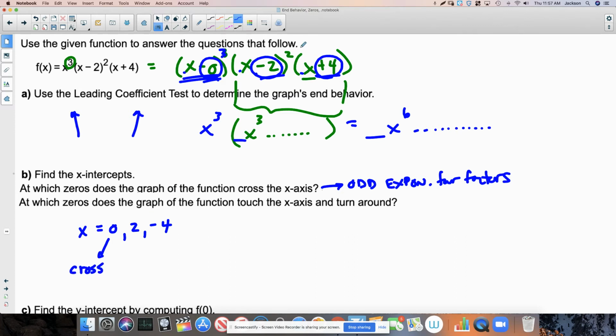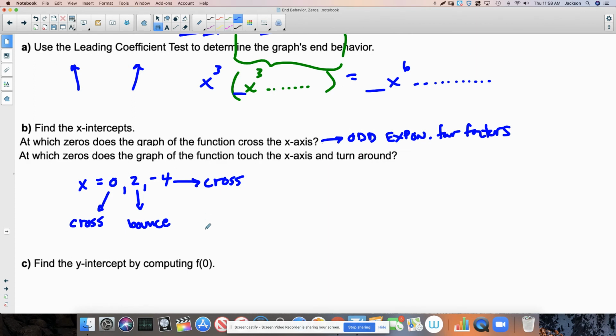Anything with an even multiplicity, like we see here, where the exponent is a 2. So for this zero at 2, we know this is a bounce, okay? And for the -4, the exponent of that factor is 1, so we know this is also crossing, okay? So where does it cross? At 0 and -4, because their linear factors have an odd exponent. And then we know there's a bounce for 2 because there is an even exponent.